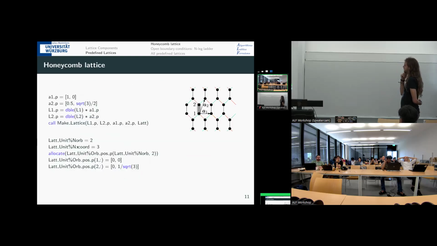Here, for example, is the honeycomb lattice I showed before. It's the same as I showed before, only now written in Fortran. And then you just define these 4 vectors, put them in the make lattice subroutine, and define the orbital's position in the unit cell type, like this.